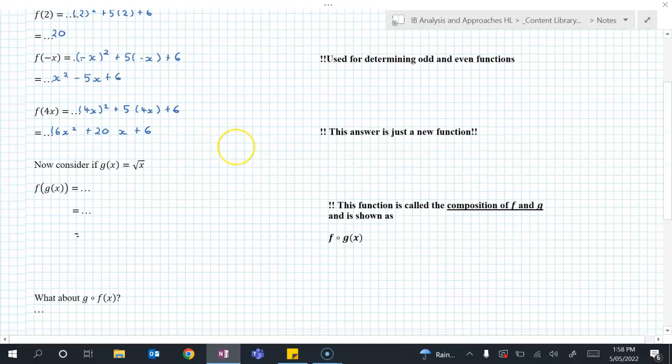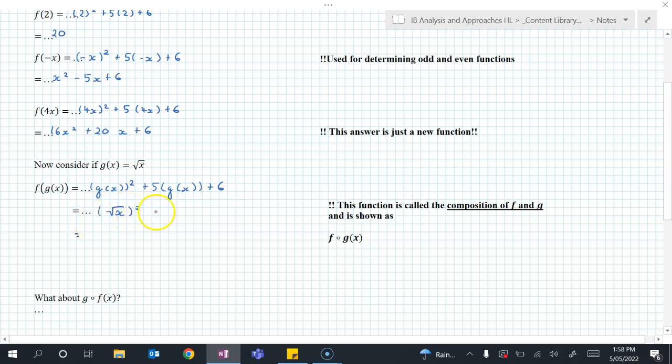So what about if I actually had two functions originally? I had g of x equals the square root of x, and I had f of x as defined above. Well, g of x is replacing the x in f of x, so it'll just replace the x in the expression. So instead of having x squared plus 5x plus 6, I'll have g of x squared plus 5 times g of x plus 6. Now g of x squared is just the square root of x, so I'll put that in place of g of x, because there may be some simplification I can do.